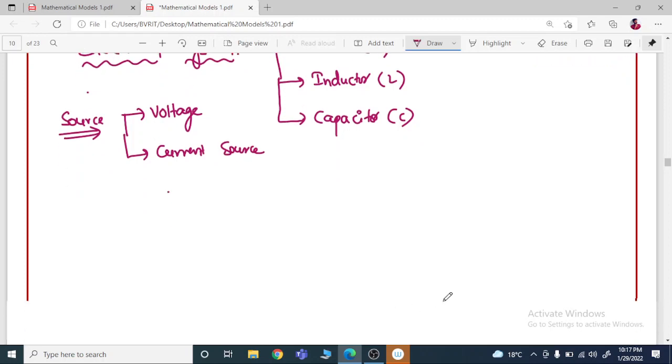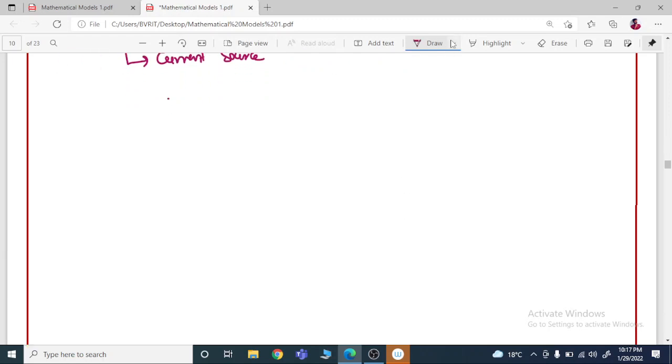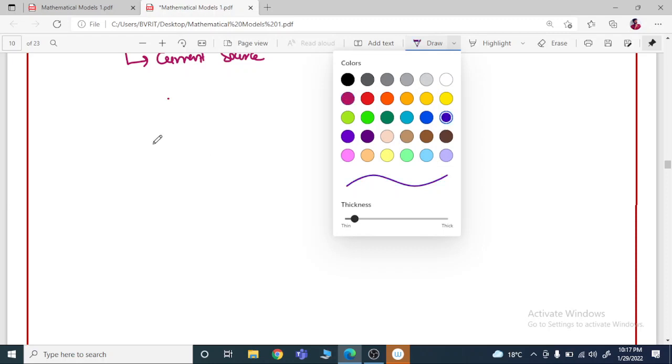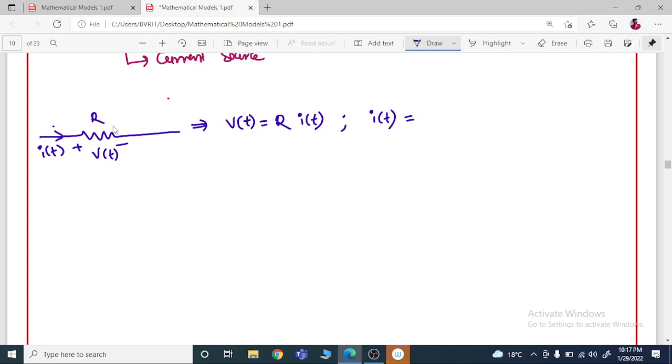To understand the electrical systems, we need to know the following parameters such as voltage across an element and current flowing through that particular element. So the resistor can be represented with the symbol R, and current flowing through this resistor is I of t, and voltage across the resistor is V of t. Therefore voltage across the resistor can be written as per Ohm's law, R into I of t, and similarly current flowing through the resistor can be calculated as 1 by R into V of t.